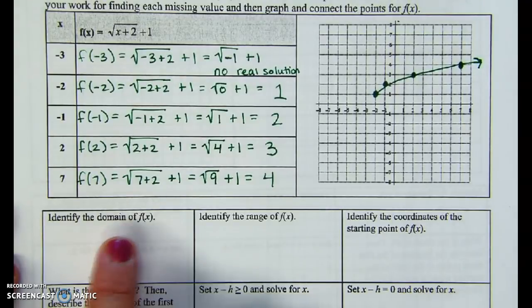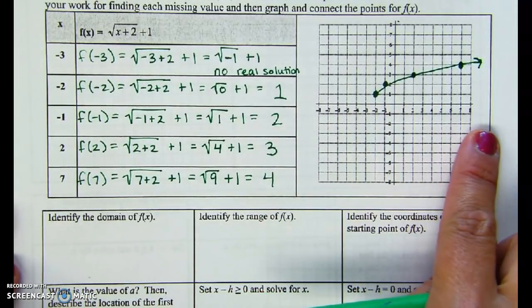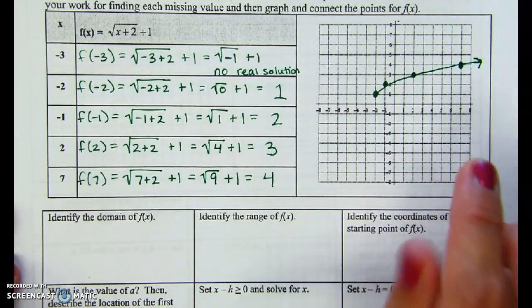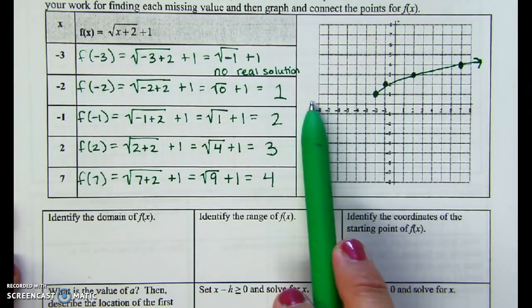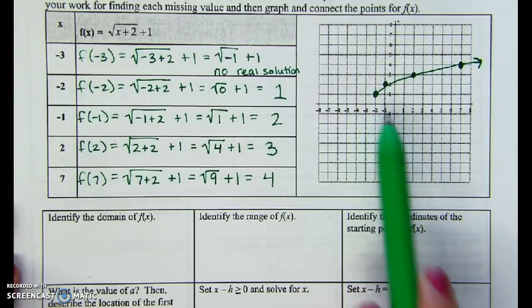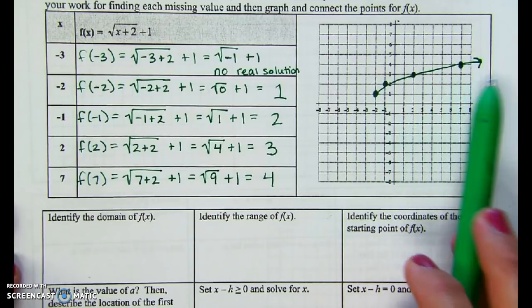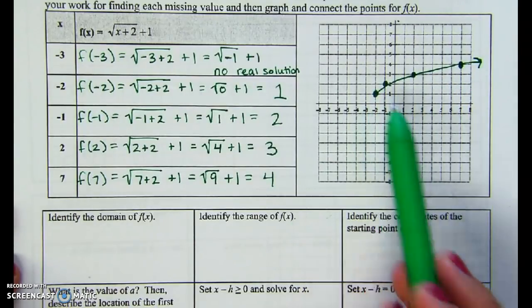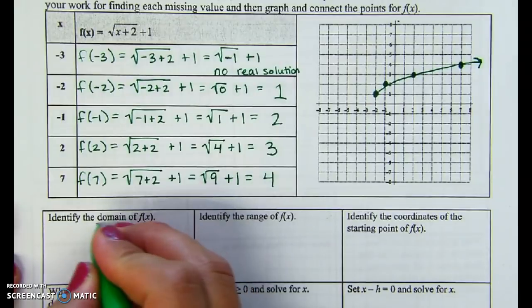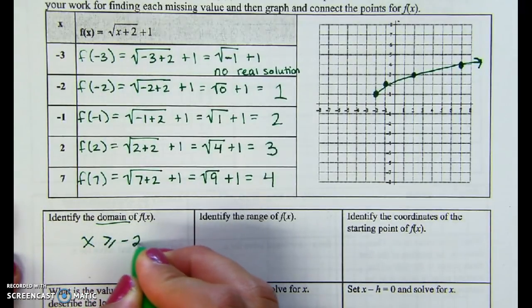What is a domain? Will this hit every single x value from negative infinity to positive infinity? No. Where are the x values? Here. What x value is that? -2. And then they go greater than -2. Is it equal to -2? Yes. So the domain is all x greater than or equal to -2.